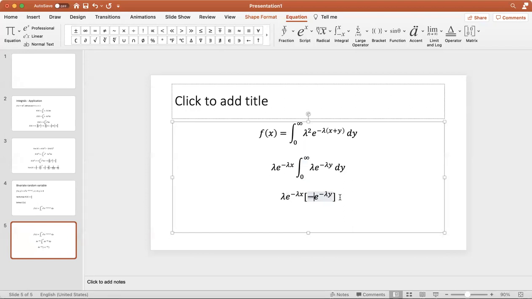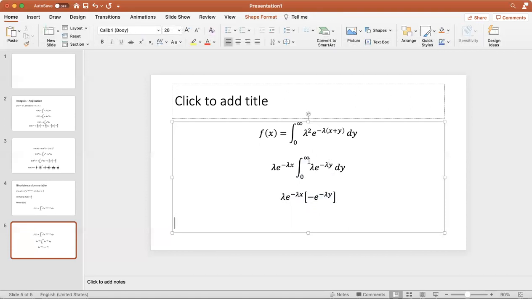Now, how do we evaluate this between 0 and infinity? If you have an expression that requires you to evaluate the integral between 0 and some variable, where we let y approach infinity, we'll need to use limits. So let me copy this again.